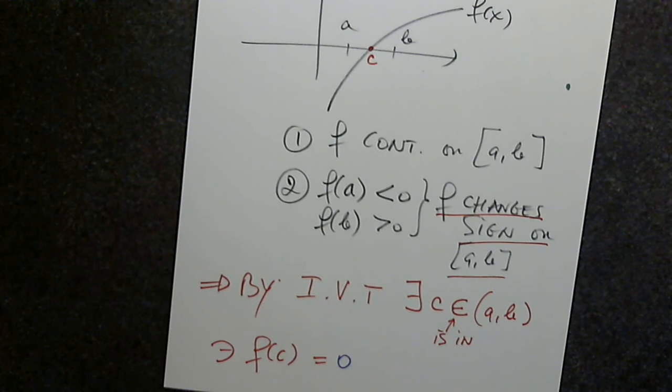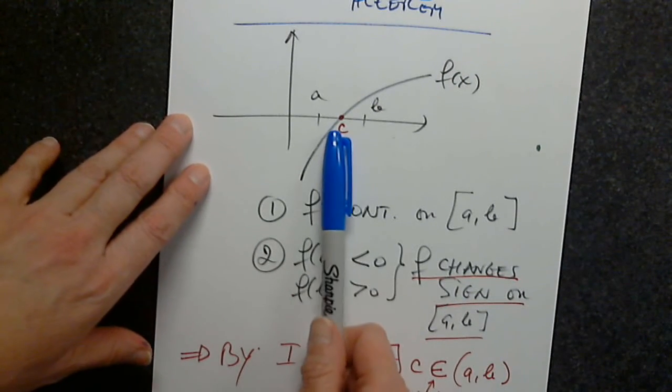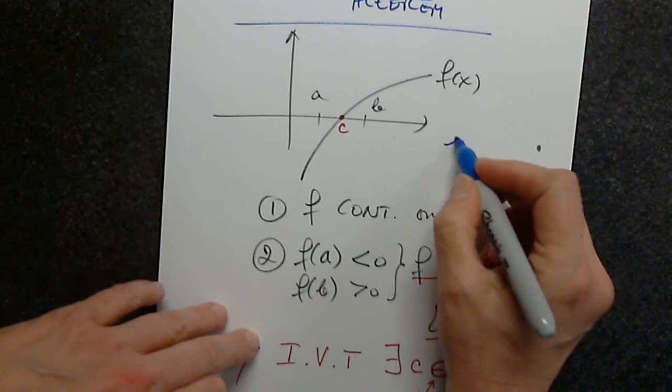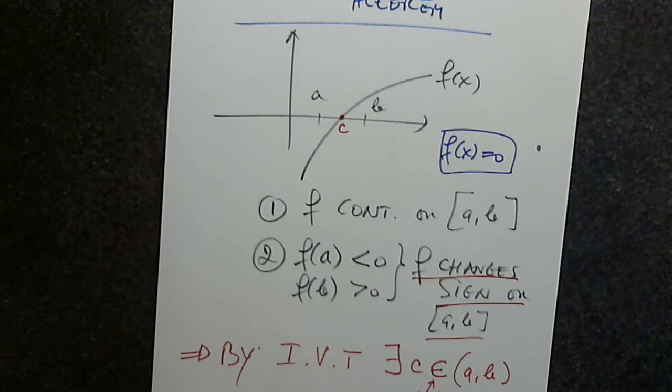There must be, since it's continuous, it must cross 0, either coming from below or coming from above. It cannot jump over 0, coming from positive to negative or vice versa. It has to go through 0. But the theorem does not tell us what c is. It says, again, you're looking for a solution to the equation f of x equals 0, a root or a solution or the x-intercept. Okay, look for it between a and b. What is it? I have no clue.